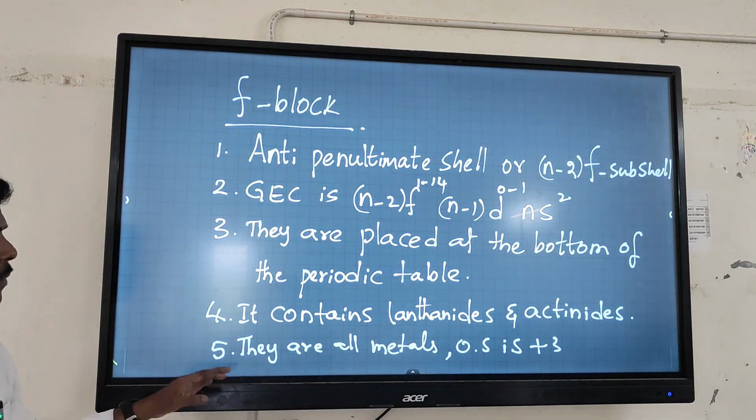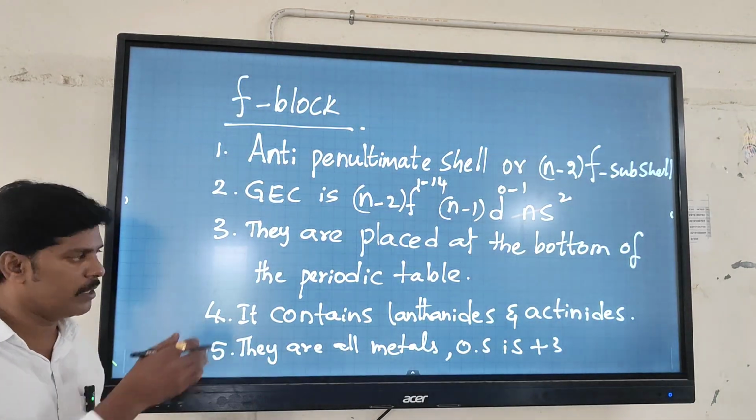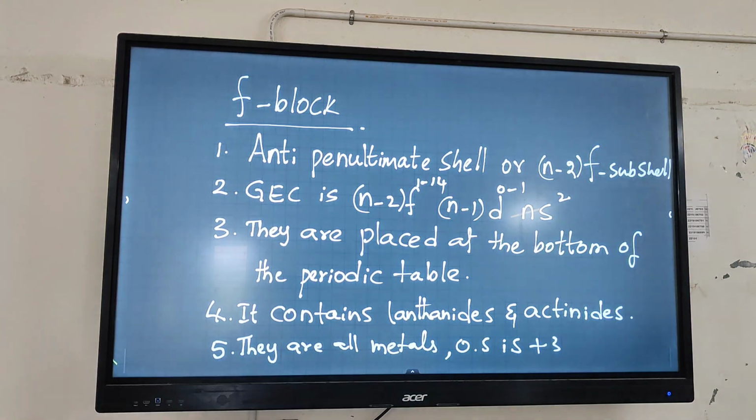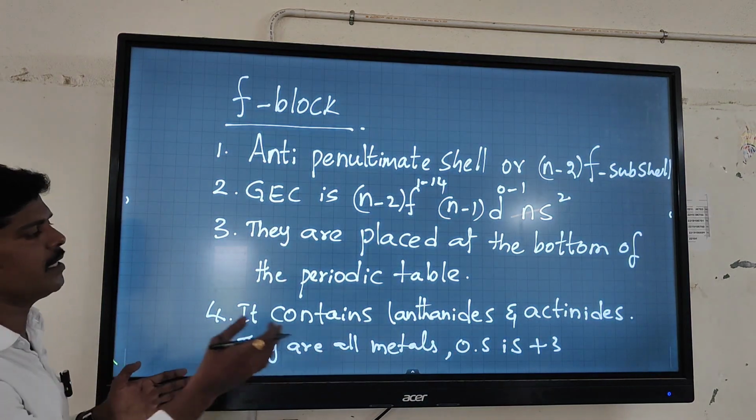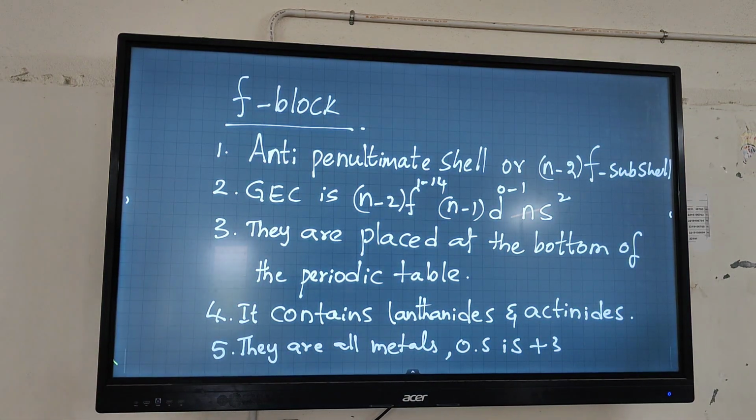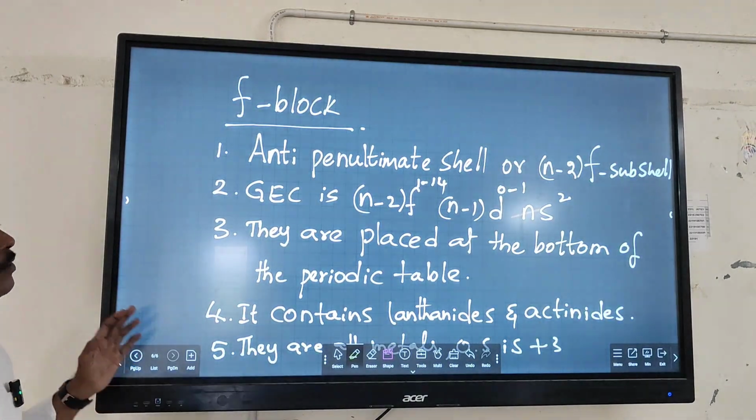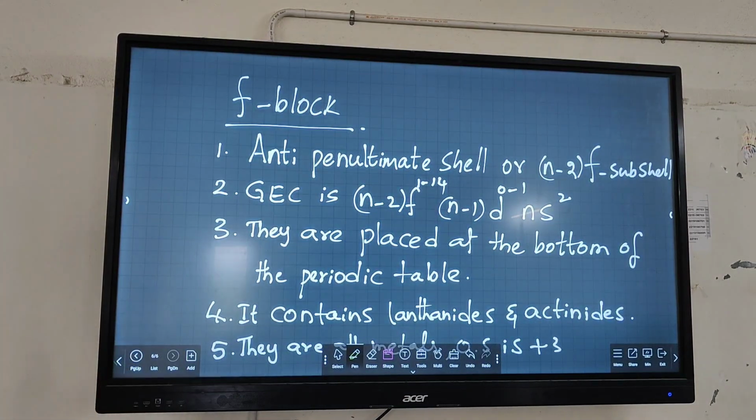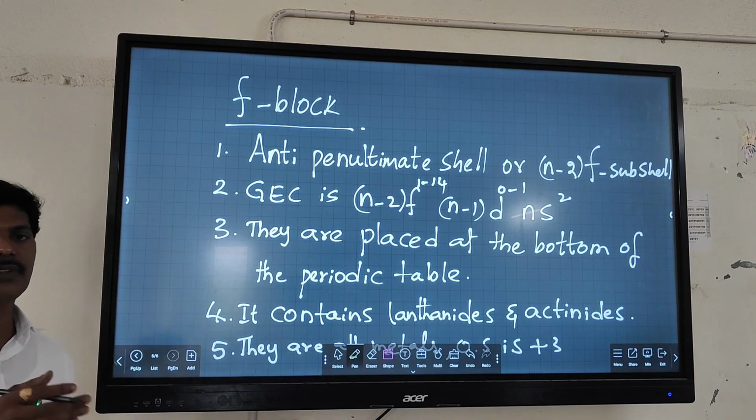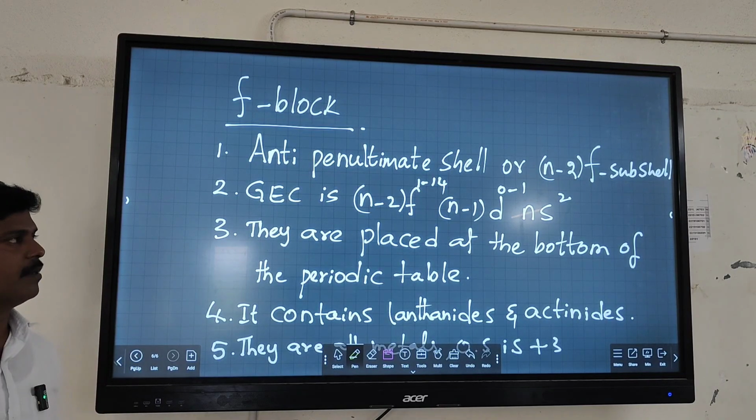They are all metals, and the oxidation state for F block elements is +3 because these two series, the lanthanide series and the actinide series, belong to that group. That's why the oxidation state is +3. So here we have completed how to write the classification of blocks in the periodic table. Thank you.